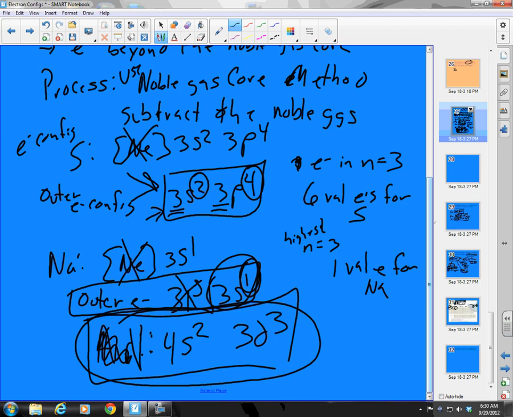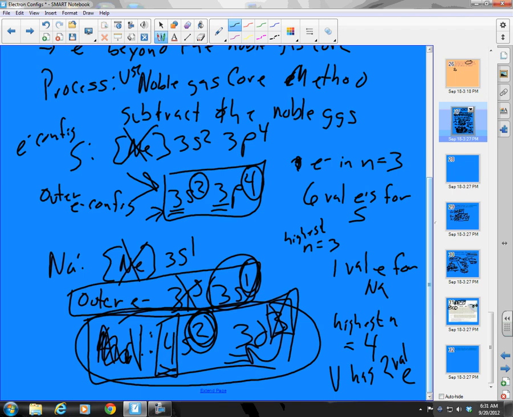Now, what's my highest N? I have a 4 here and a 3 here. My highest N is equal to 4. Now, how many electrons do I have in that 4th level? I have 2. Do these 3 count? No. They are in the 3rd level, so they are not at the highest energy level. The highest energy level is 4. I only have 2 electrons. That means vanadium has 2 valence electrons. Got it? That's not hard.